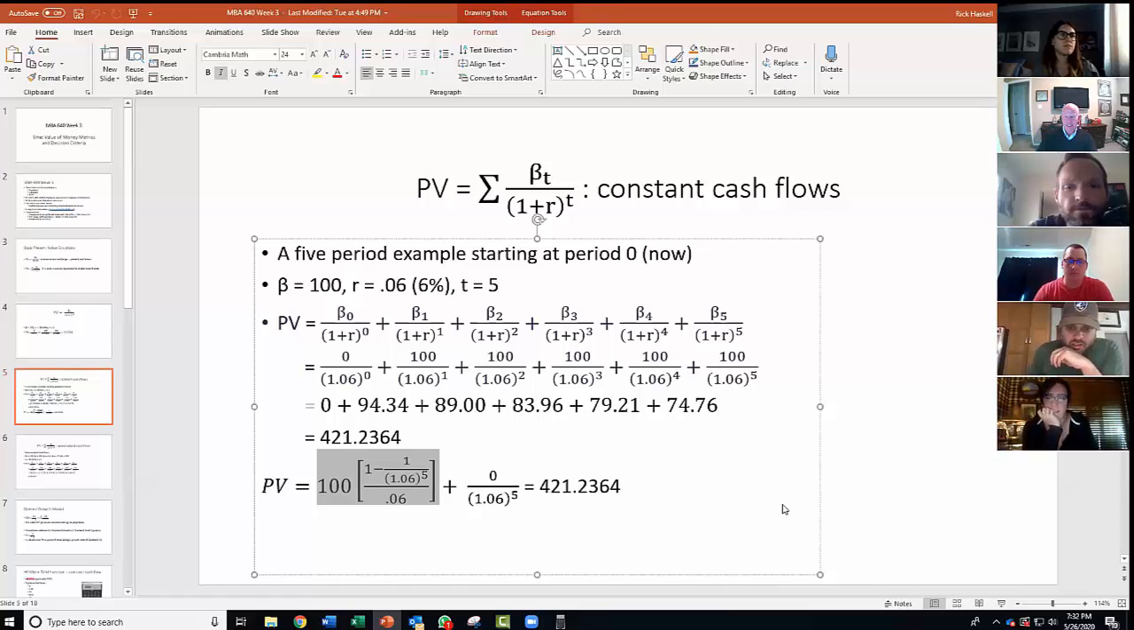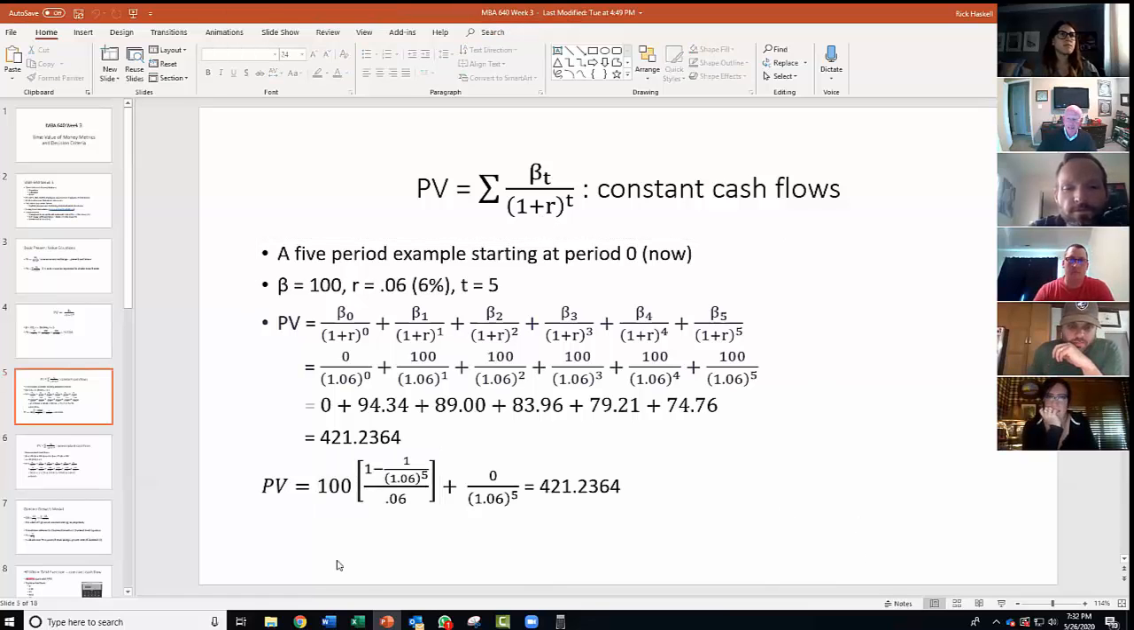Is it the bond calculation? Looks like the first half of the bond calculation, where 100 is equal to C, 6% is equal to YTM, and 5 is equal to N.